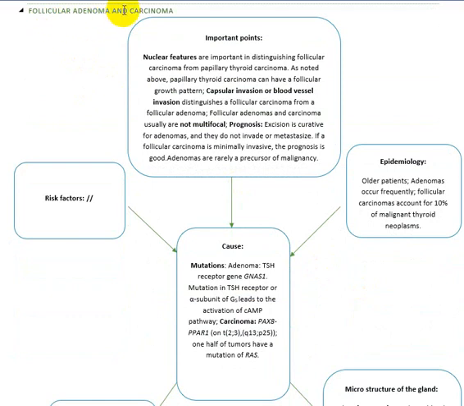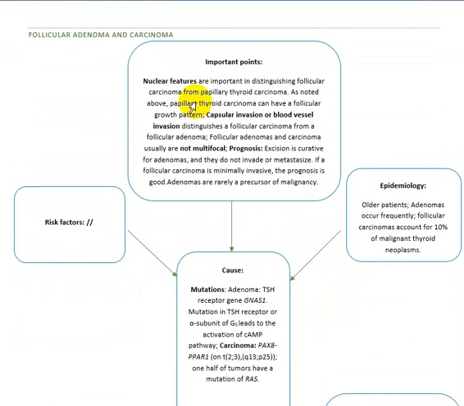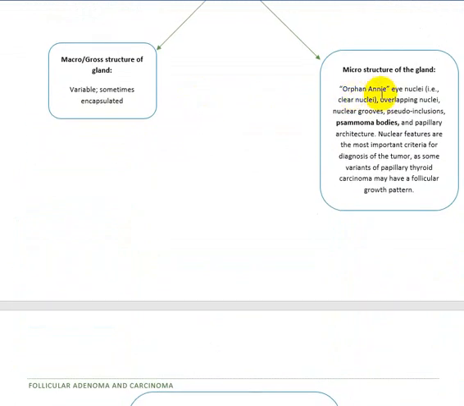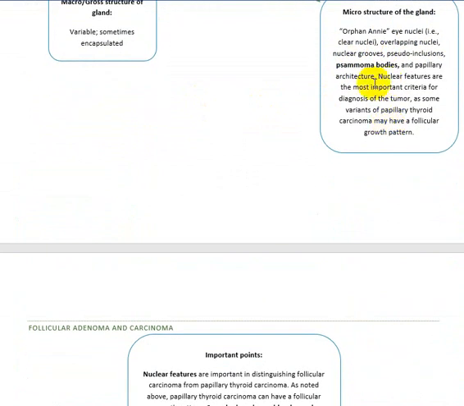We have follicular adenoma and carcinoma. The important point here is that nuclear features are important in distinguishing follicular from papillary thyroid carcinoma. As noted above, papillary thyroid carcinoma can have a follicular growth pattern. So in order to distinguish it, you must look at the nuclear features: often Orphan Annie eye nuclei, overlapping nuclei, nuclear grooves, and psammoma bodies. So this one is in bold.